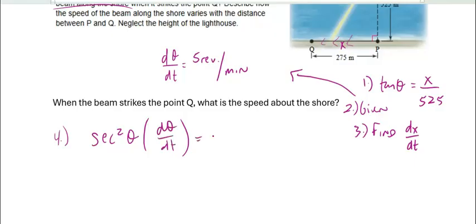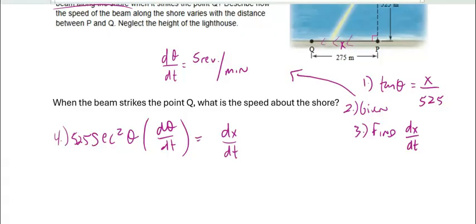And then the derivative of x is just dx dt. I don't need the chain rule. And it's 1 over 525, but I think it makes sense to put that over here. Multiply both sides by 525. Now the last step in all these is just to plug in everything you know.